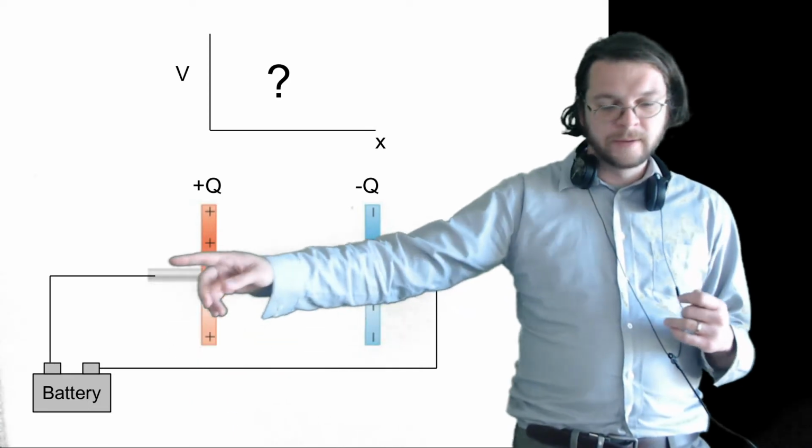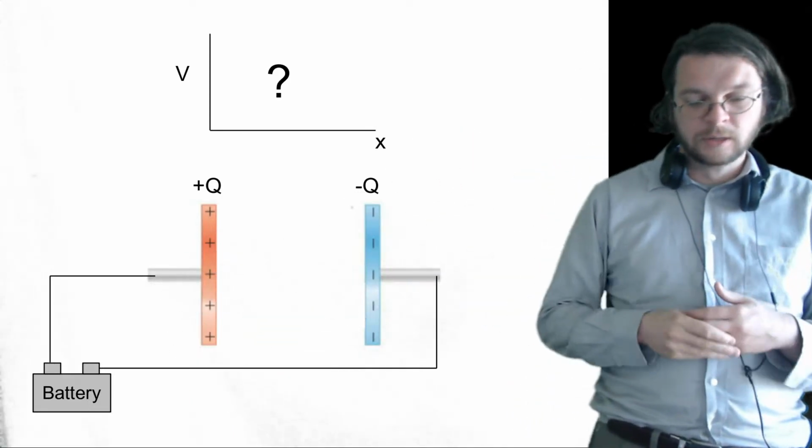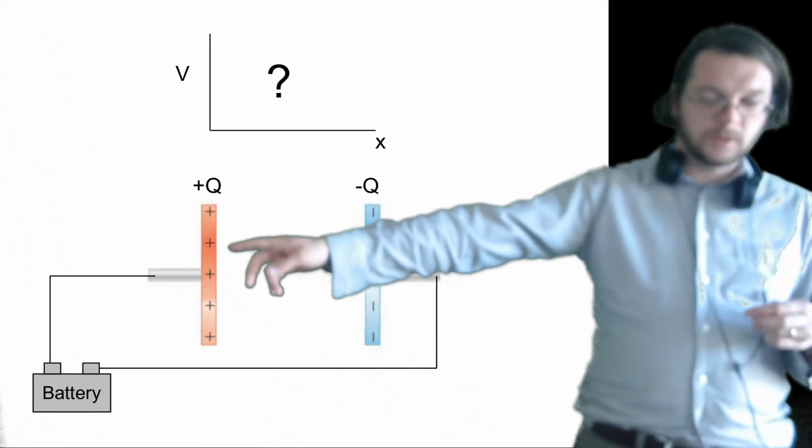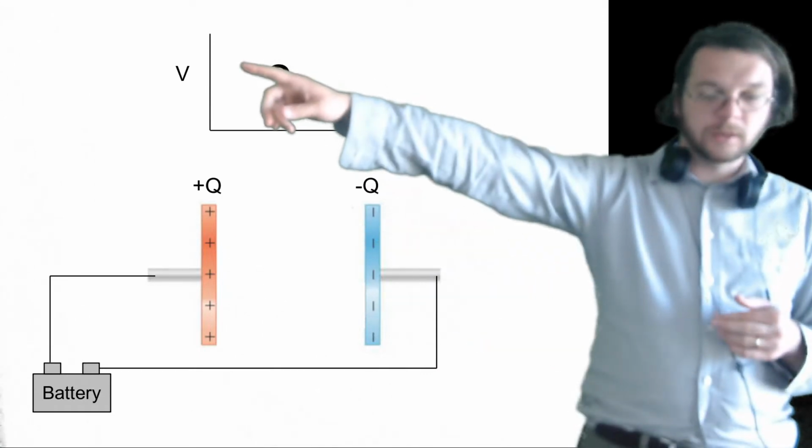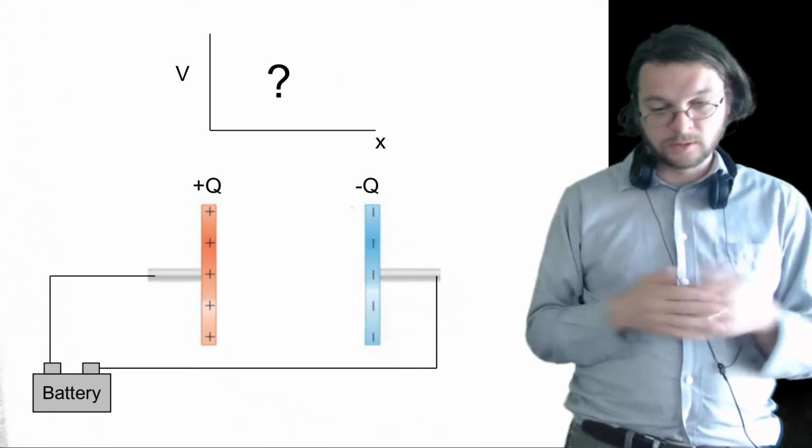We have a battery. It's connected to two sheets of metal here. So again, it's causing this plate to be positive, this plate to be negative. What does the electric potential with distance look like in this case?